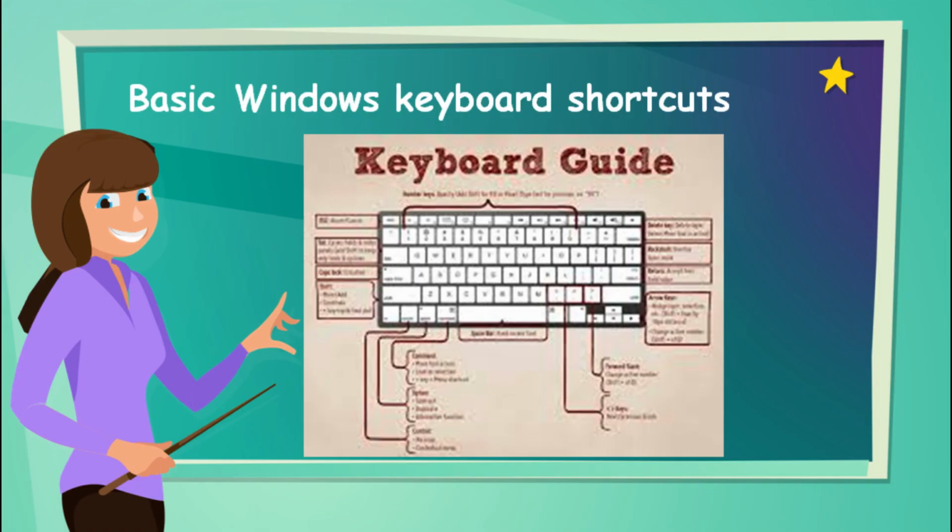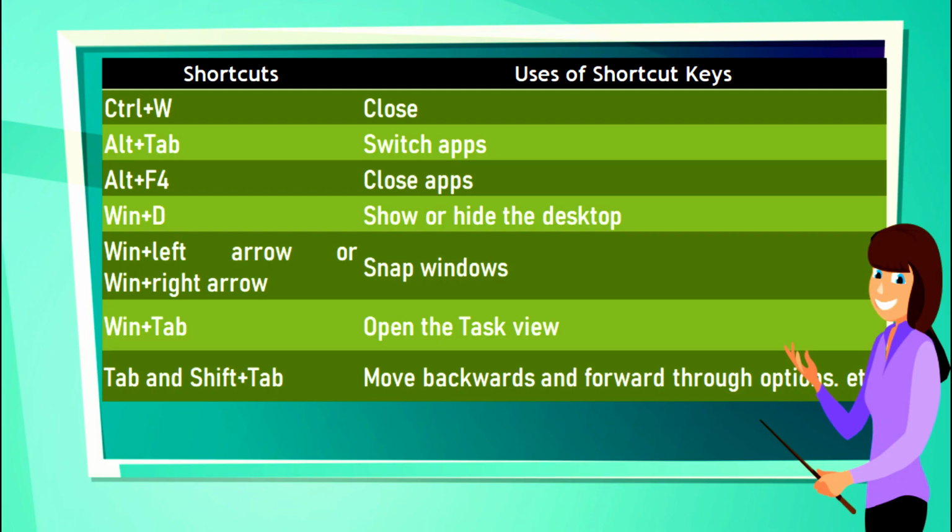Last but not the least, basic Windows keyboard shortcuts. Control plus W, close. Alt plus Tab, switch apps. Alt plus F4, close apps. Win plus D, show or hide the desktop.